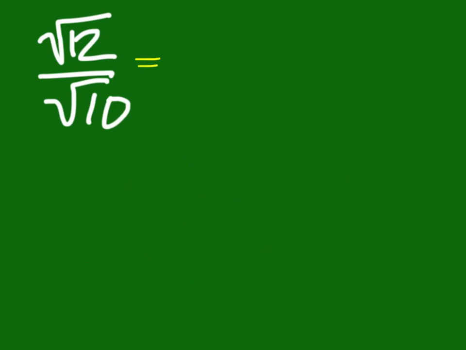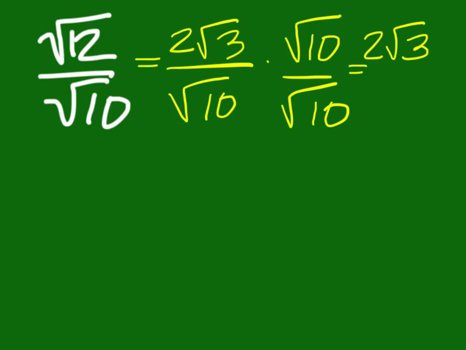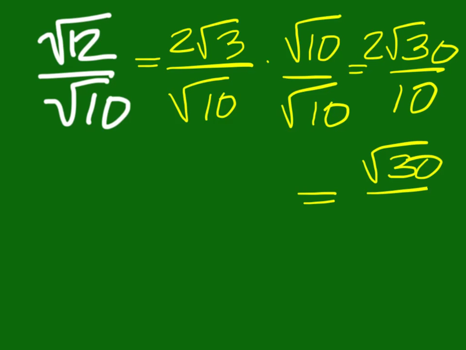Simplify the top first to come up with 2 square root of 3. And then multiply the top and the bottom by the square root of 10. And you should get 2 square root of 30 over 10, which reduces down to square root of 30 over 5.